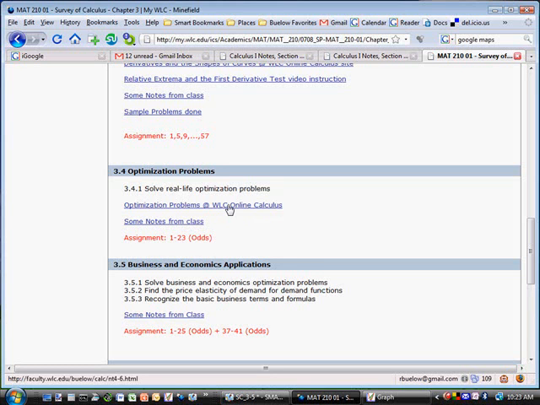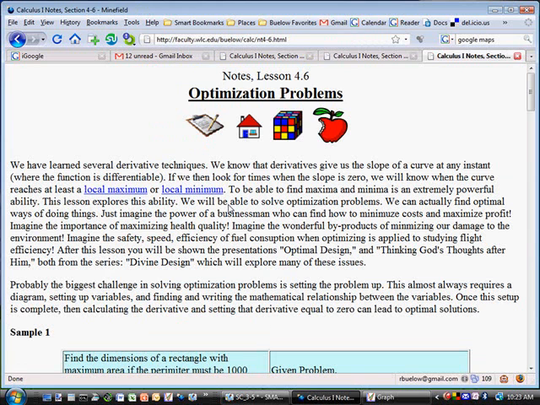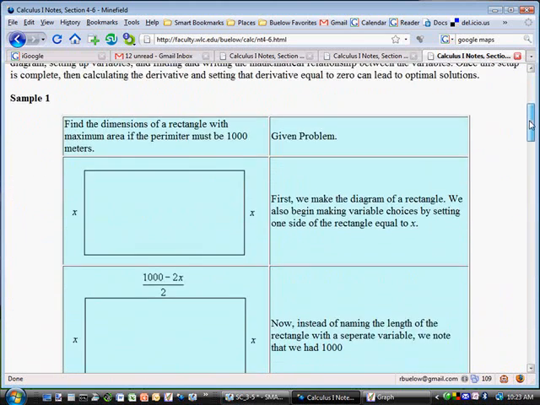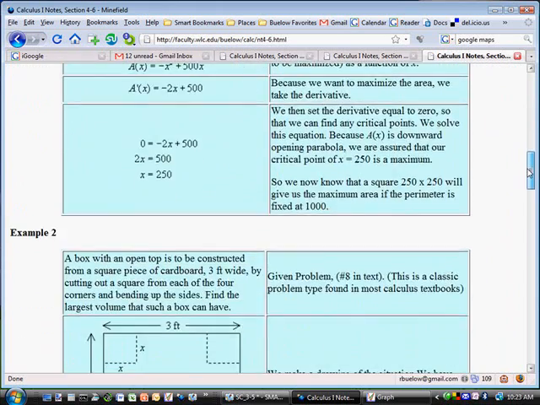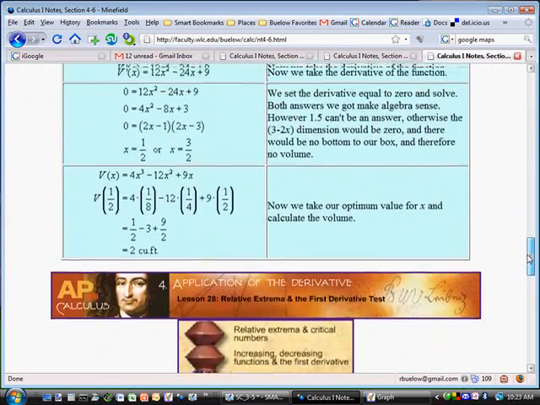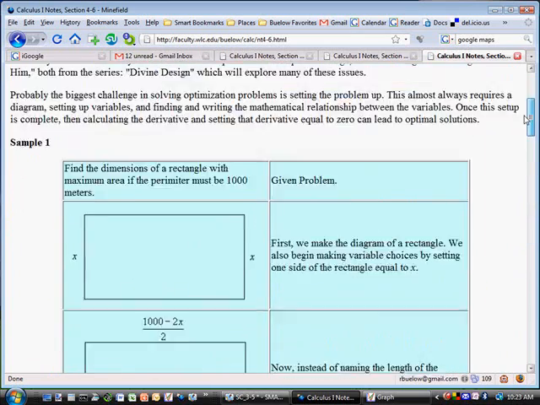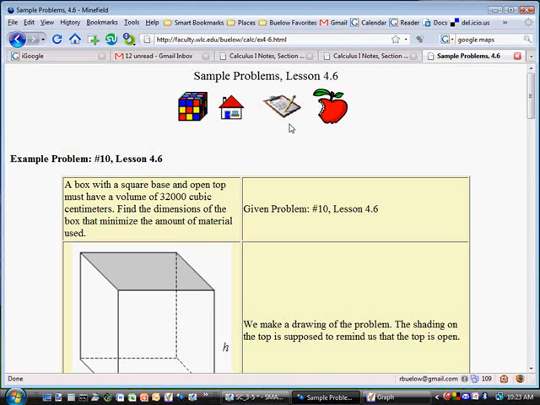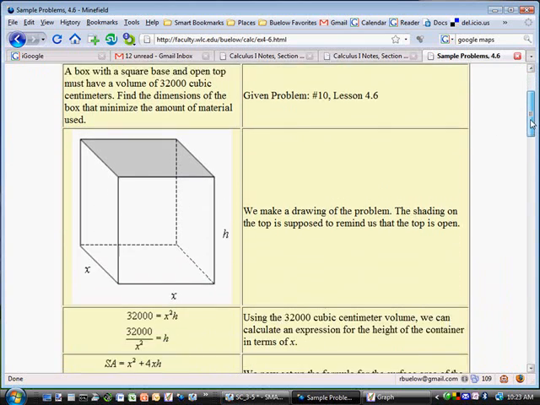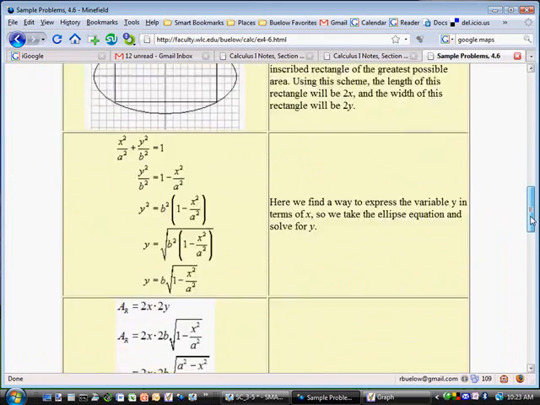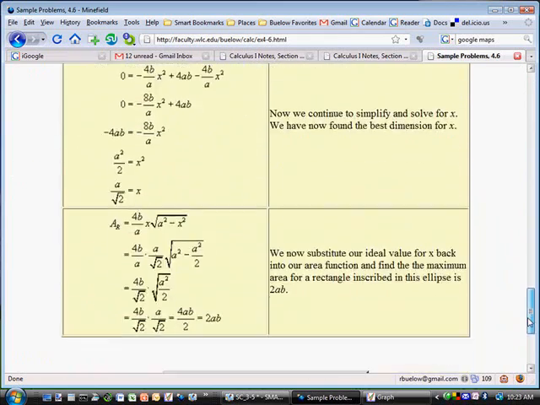This is me again linking to my online calculus course. Let me show you what this looks like and how there are lots more examples out there if you want to look. So here's the lesson in the online class from a different book, but it's the same topic, optimization problems. You'll notice that right in the notes, I did sample 1, sample 2, example 2. So there are 2 problems done right there. Then if you go to sample problems, there are 2 more problems of optimizing.